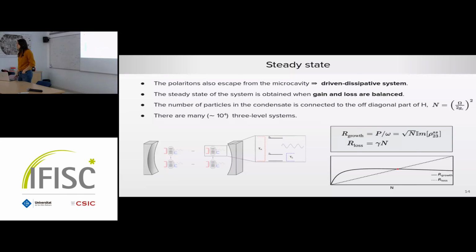The condensate is the classical field, yes. Here? Yes. So it's a classical field, and the number of particles, this comes from the mean field approximation. So if you take the square root here, you get the ladder operator, let's say.